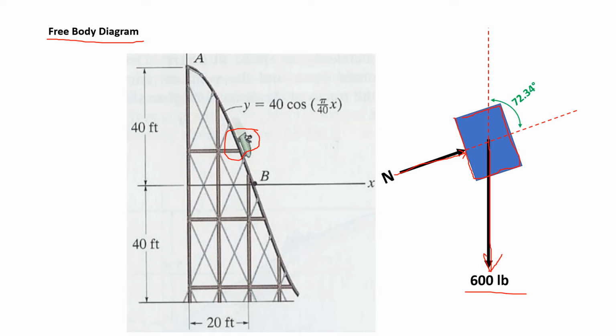What I want to do is calculate our angles in order to do our equations of motion for this problem. So what I'm going to talk about next is how we come up with this 72.34 degrees between the angle of our normal force on the box and our weight force. That comes from this given equation relating our x and y by the shape of the curve of this roller coaster, that y is equal to 40 times the cosine of pi over 40 times x.